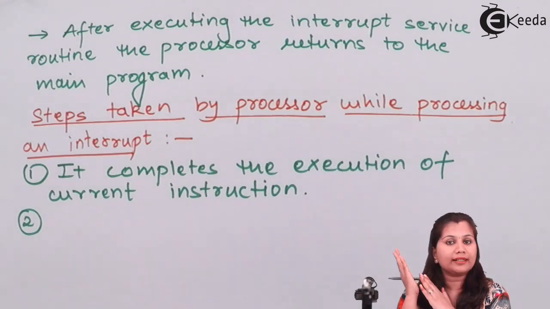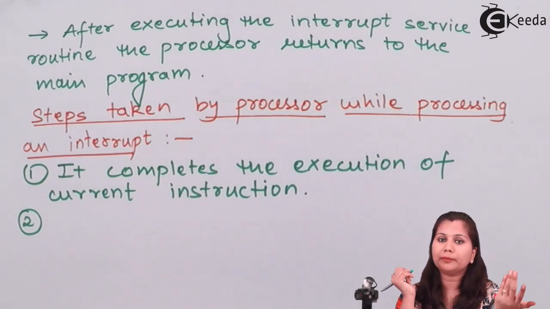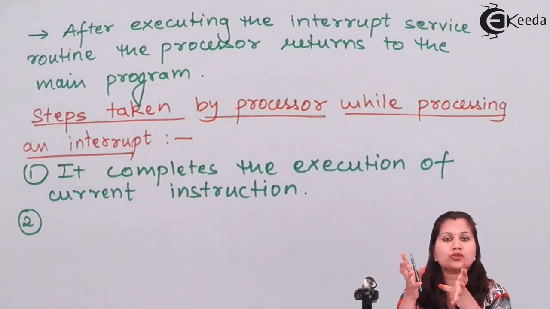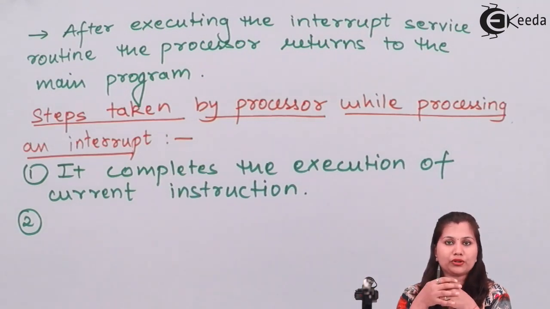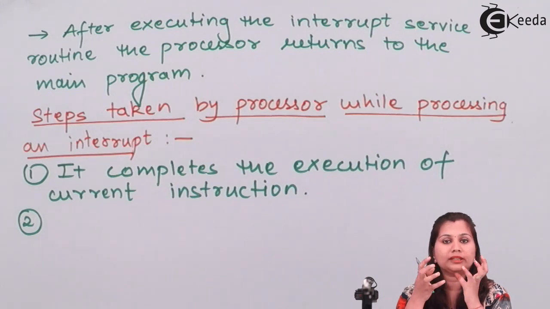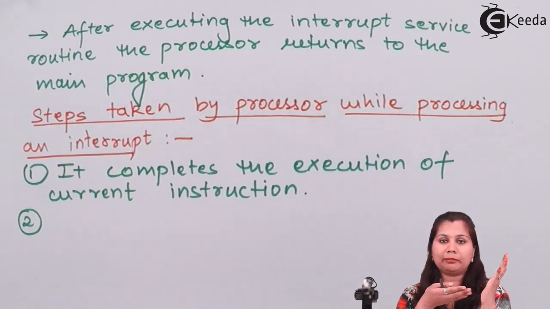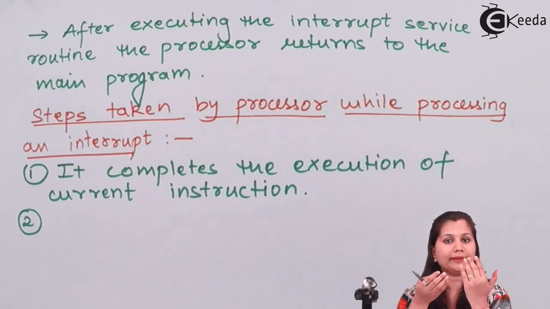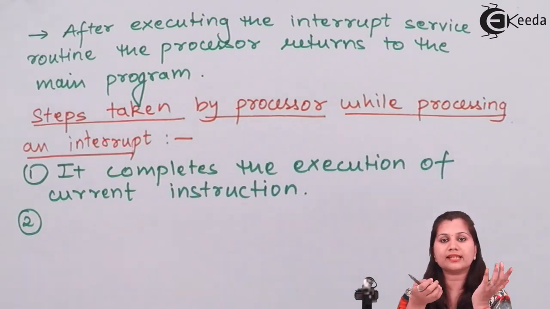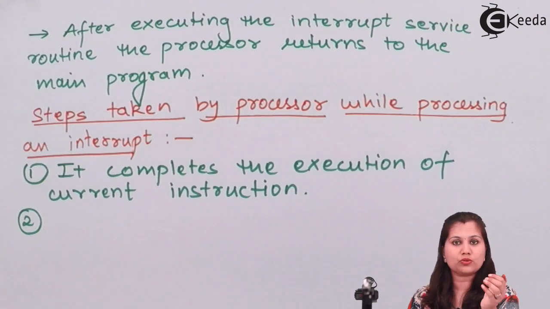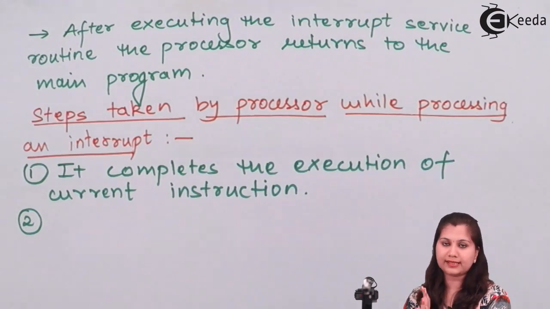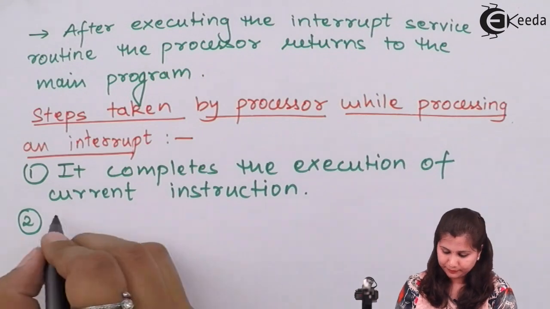So the contents of the program counter along with the program status word are stored in the stack. Stack is a memory location which is used for temporary storage of data. So that temporary data, that means the program status word and the program counter contents, is stored in the stack. So the second step is to store these contents in the stack.